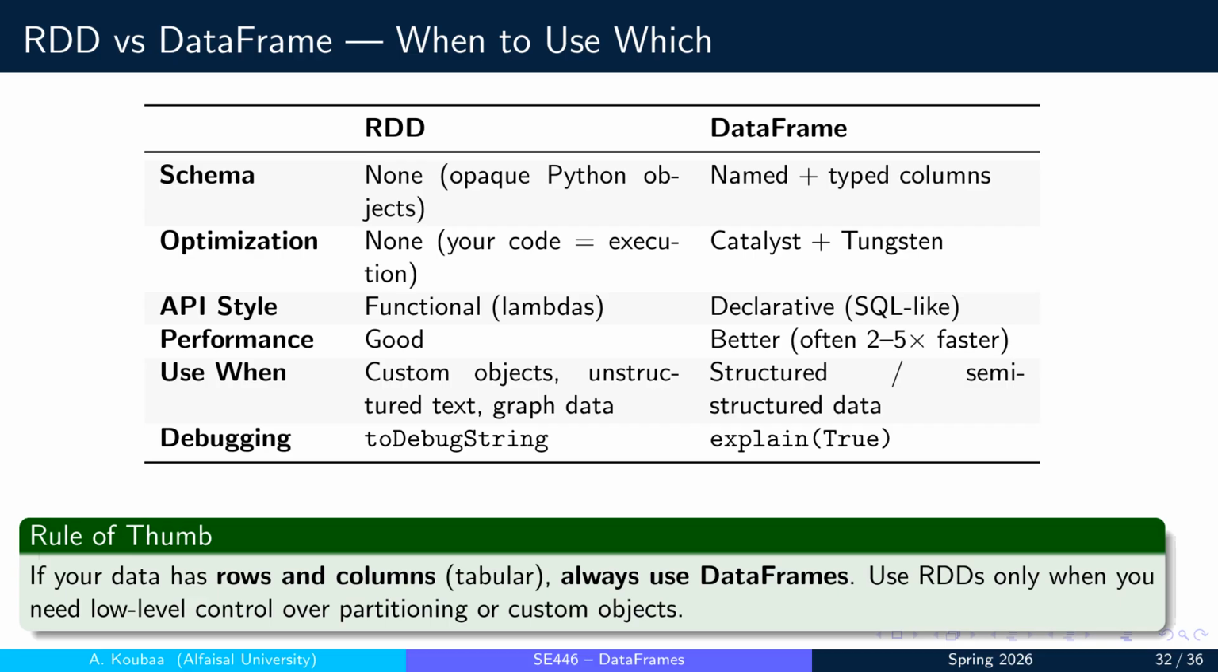On the other hand, data frames enforce a schema with named and typed columns, very similar to what you know from pandas. This structure is the key that unlocks the Catalyst optimizer, allowing Spark to dramatically improve performance, often making operations 2 to 5 times faster. Therefore, the rule is simple. If your data is structured or semi-structured, if it looks like a table, always default to using a data frame.